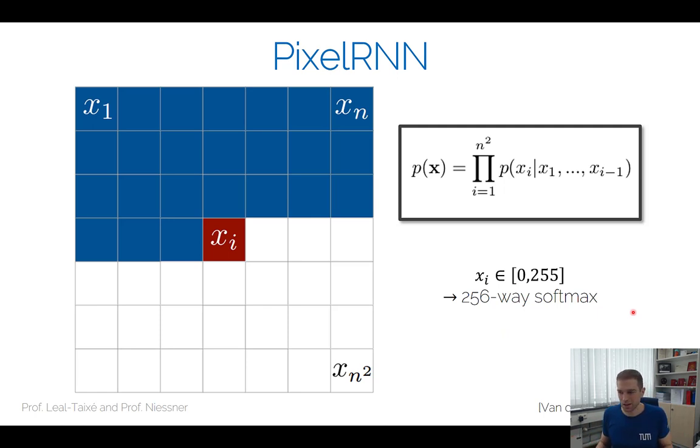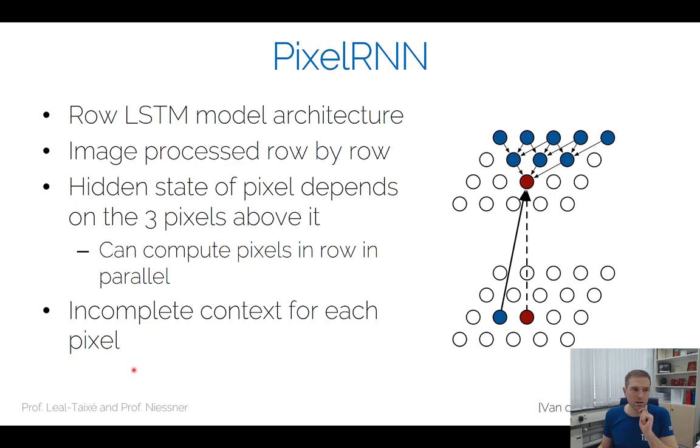And the interesting thing is, the methodology people were really excited about. What they thought is maybe there are different ways of how we change the ordering here in terms of dependencies. So one variation of this, we can use a row LSTM model architecture. The image is processed row by row. We have a hidden state of a pixel, and that depends on three pixels above respectively. So the idea is we have something like this.